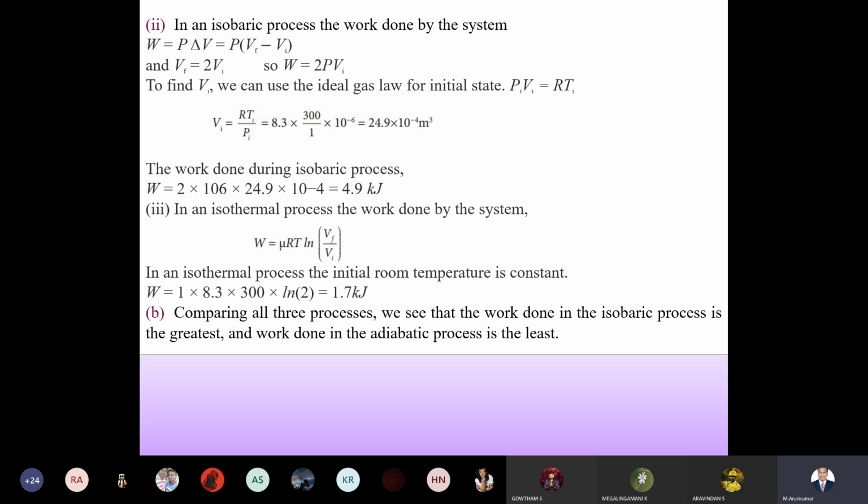Then move to the next process, the isothermal process. We know the equation of state. The equation for W is mu R T ln V final by V initial. We know the values of mu, R, T, P final and V initial. Then we can find V final, substitute, and find the value of W as 1.7 kilojoule.